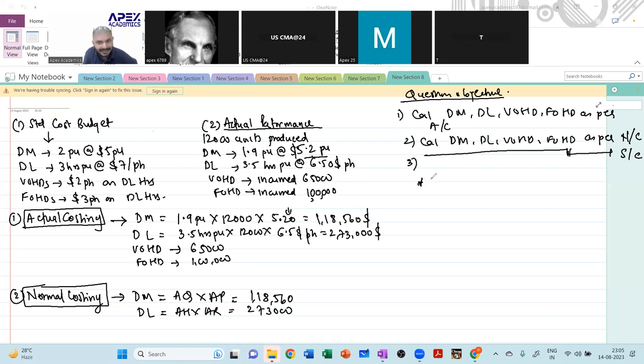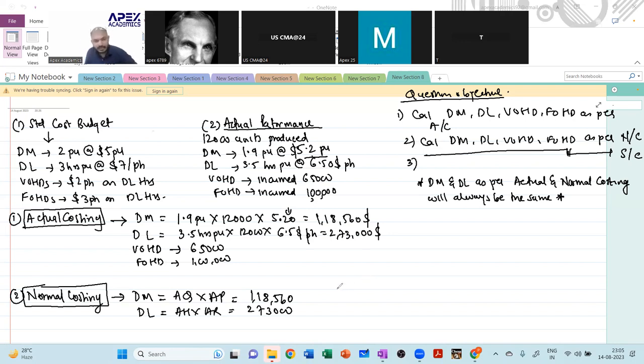You have to remember that direct material and direct labor as per actual and normal costing will always be the same. You need to keep this much in mind. This is a very, very important aspect.